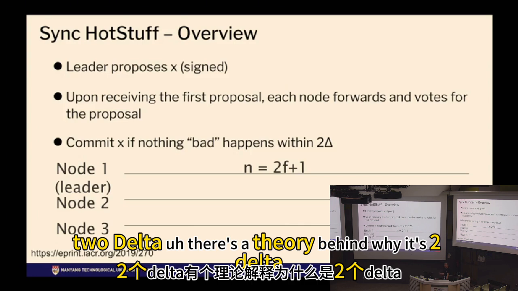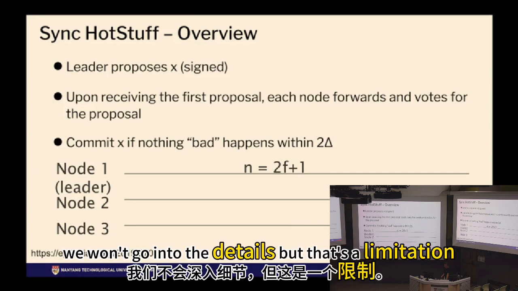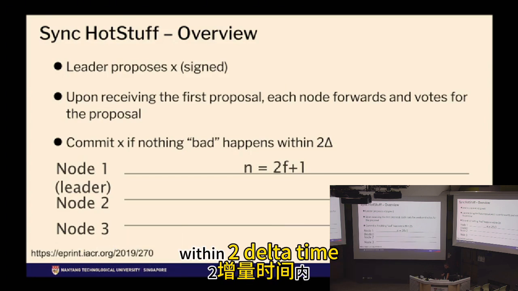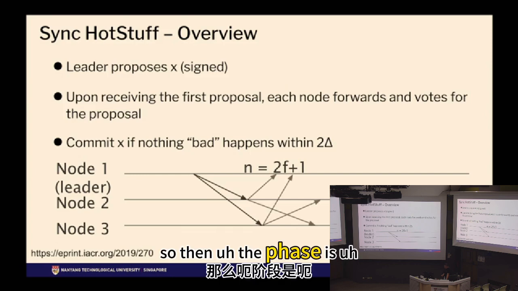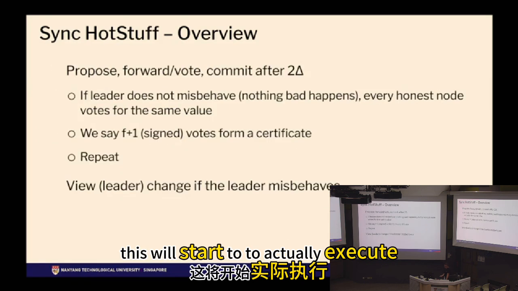There's a theory behind why it's 2 delta. You can later on read about the paper. We won't go into the details, but that's a limitation. So the commit needs to happen if nothing bad happens within 2 delta time. So then the phases will start to actually execute.